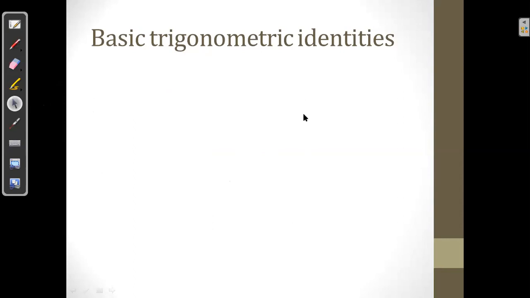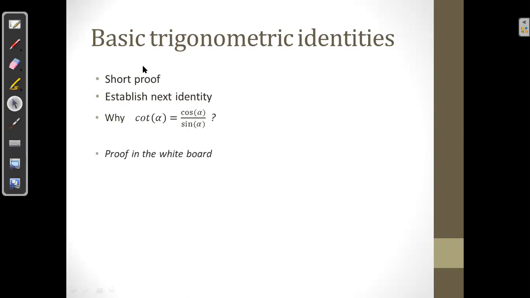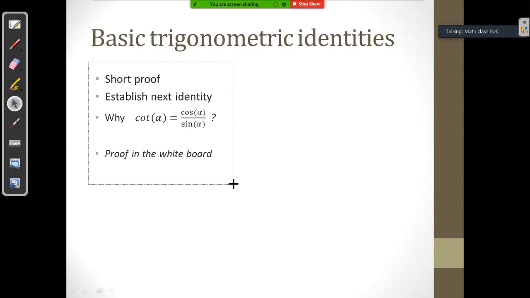So here we go. And we're gonna make a short proof. For example, I want us to establish the identity of cotangent of alpha, which equals cosine over sine. And for that reason, we're gonna make this short proof on the whiteboard. That way you will see how the work we're going to do is going to be.